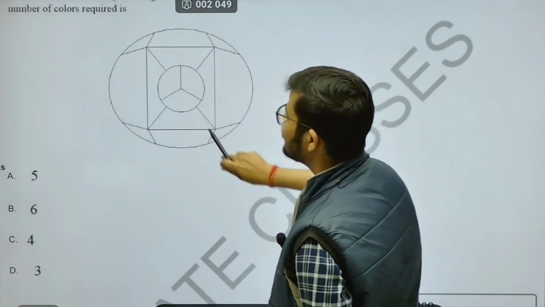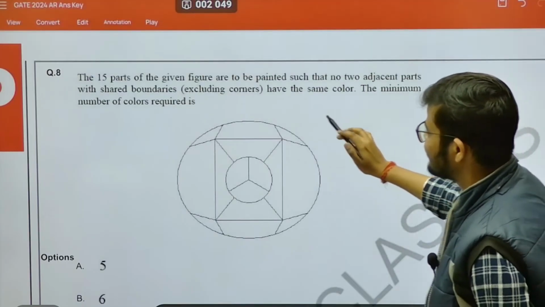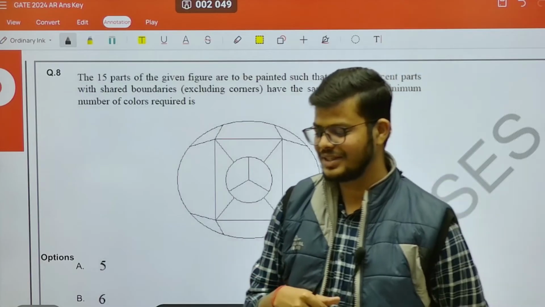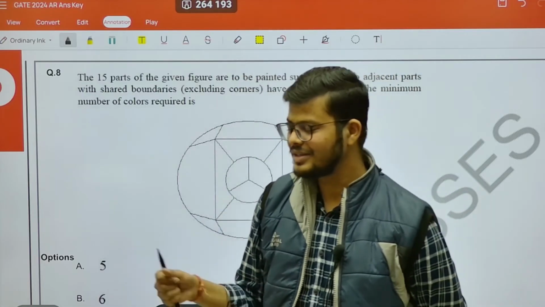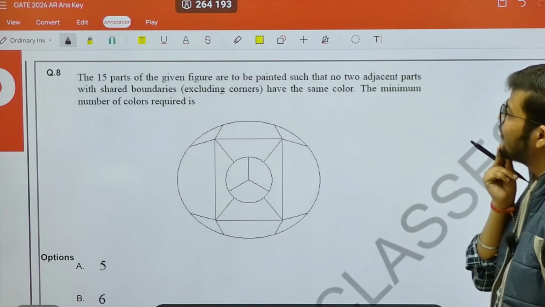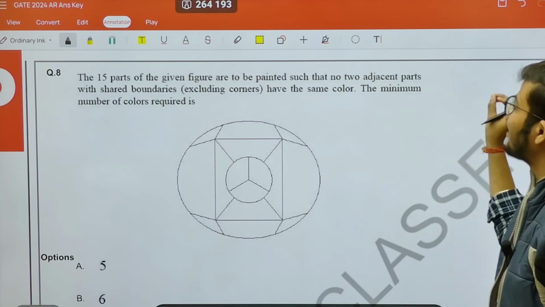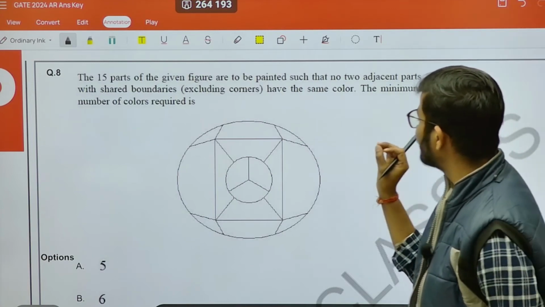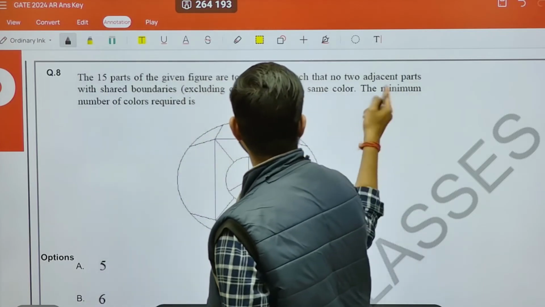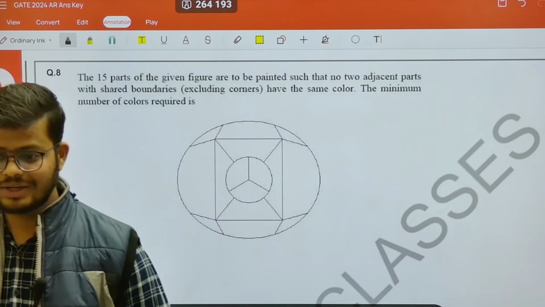Question number 8. Although this is based on spatial reasoning, these kinds of questions are being asked in different papers like SEED and UCEED, but still we can solve this question. It says the 15 parts of the given figure are to be painted such that no two adjacent parts with shared boundary, excluding corners, have the same color. The minimum number of colors required is what we are here to find out.